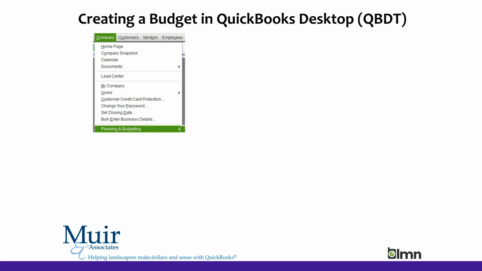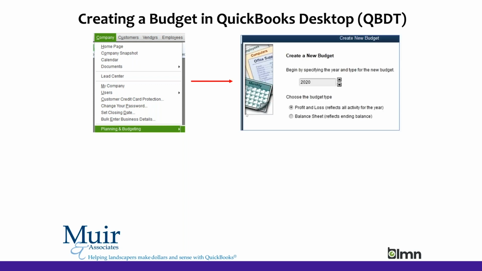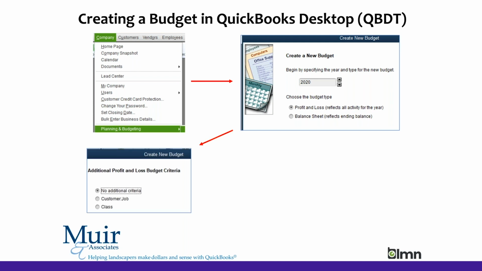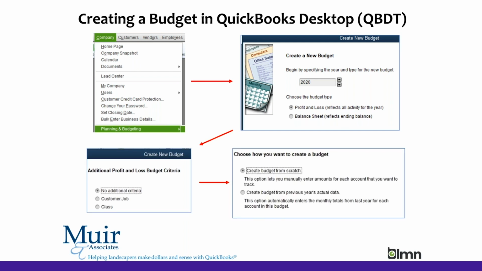So in the desktop version of QuickBooks, once you actually want to create the budget, you'll go up to Company, then Planning and Budgeting, and then put in the year. It's hard to believe we're in 2020 already, but you would select Profit and Loss. I'm not sure I know anyone that does the balance sheet, except maybe some of my accounting peers. And then to create the budget, you can do a couple different things.